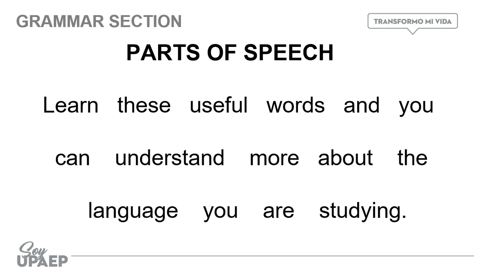Okay, so we have two nouns, words, and language. We have several verbs, different kinds of verbs. For example, learn is an action verb. Can is a modal verb. Understand is an irregular verb, for example, right? Are is an auxiliary verb. And studying, well, is a verb in the present participle.